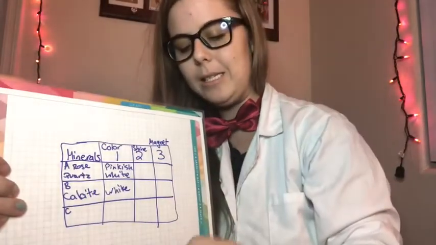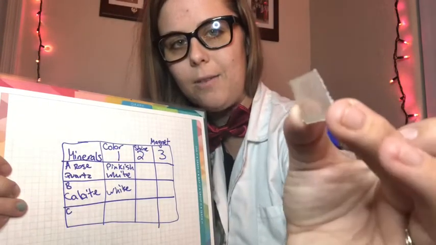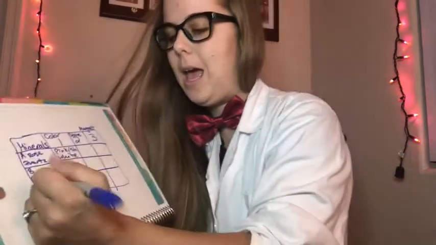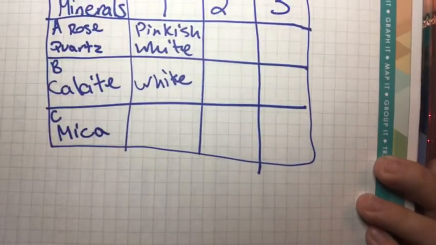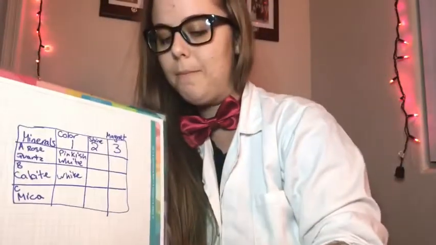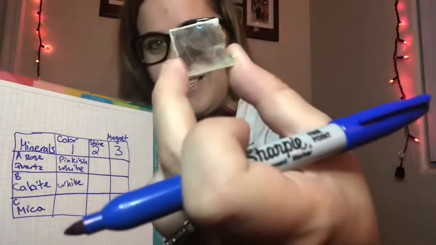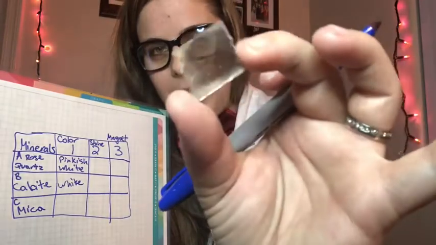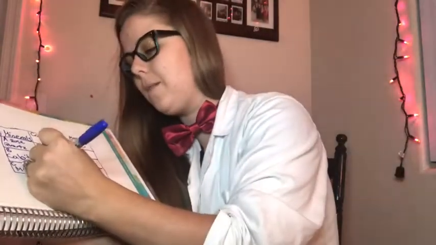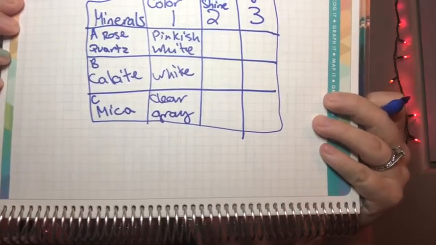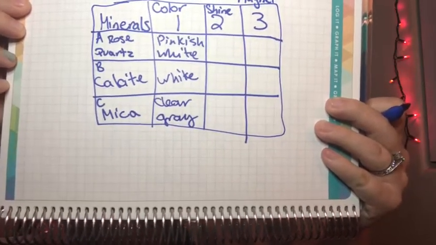And last but not least, I have a thin rock here. It's a little split. This is called mica. M-I-C-A is mica. That is our third and last rock. And mica, you can see, is silver and a little bit clear. You can kind of see me through it. So I'm going to say clear and gray. So we have our 3 minerals and we have our 3 different colors. We have already finished the first and second column.